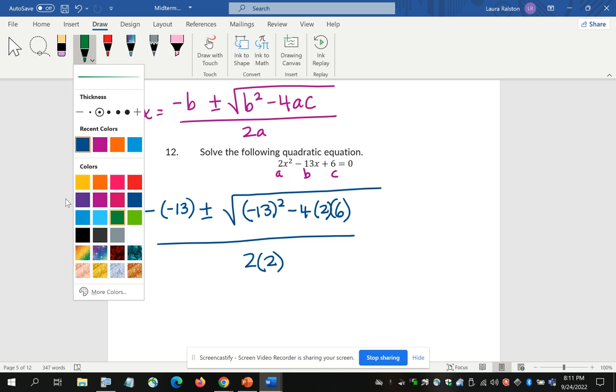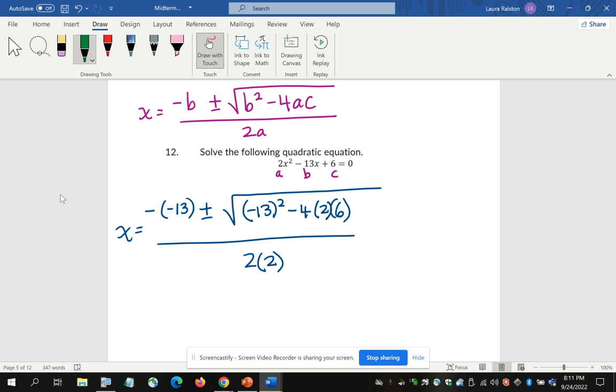So then I'm going to do the math. Okay, you can use a calculator if you need to. I have 13 plus or minus the square root of 169. Negative times a negative is a positive. 4 times 2 is 8, and 8 times 6 is 48. So this is going to be minus 48 over 4.